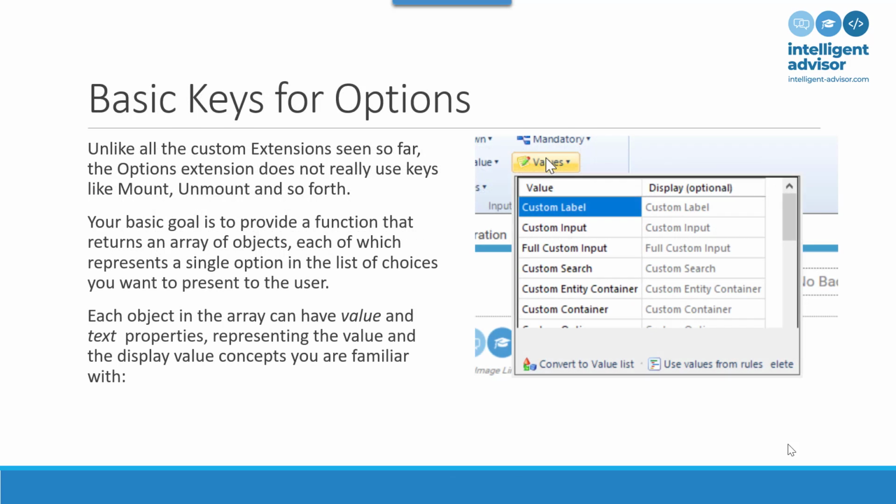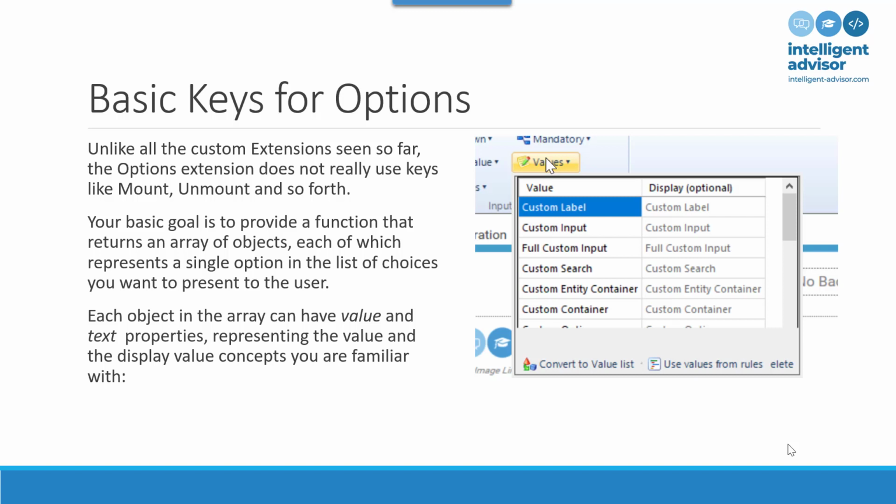So unlike all of the custom extensions seen so far, the options extension really doesn't use keys like mount, unmount, and so forth. Your basic goal is to provide a function that returns an array of objects, and each object will have a text property and a value property. If you look at the screenshot over here, basically what you're going to be building is an array of objects. And if you consider that each of the rows you see here, 1, 2, 3, 4, 5, 6 rows, each of those you consider as an object with a value property and a display text property, that's pretty much what you're going to be building.